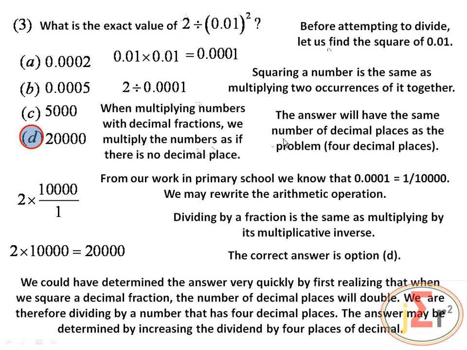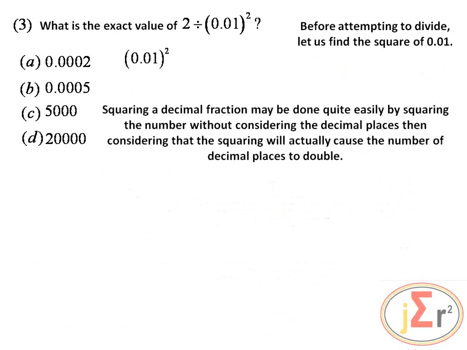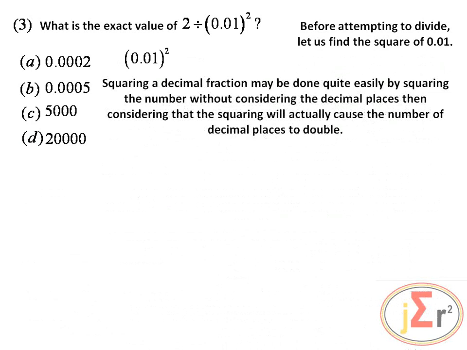Again, there's no harm in making use of the mathematical principles that you would have learned in the early stages. Before attempting to divide, let us find the square of 0.01. Squaring a decimal fraction may be done quite easily by squaring the number without considering the decimal places, then considering that the square will actually cause the number of decimal places to double.